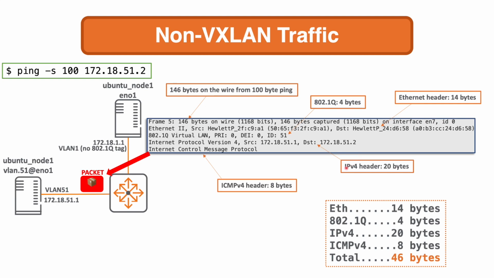Then we've got the IPv4 header of 20 bytes, and as you can see, it's the source and destination of the Linux servers. And then we've got the 8 bytes for the ICMPv4 header for an echo request. I've added those up, 14, 4, 20 and 8, that comes to 46 bytes. Add that to the 100 bytes of the ping, and you get our 146 bytes.